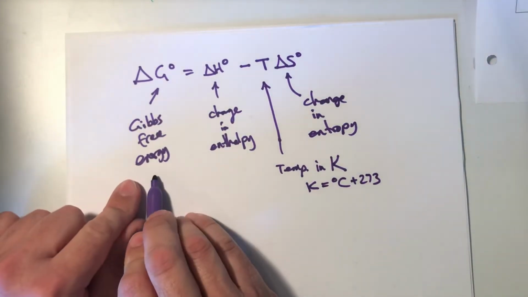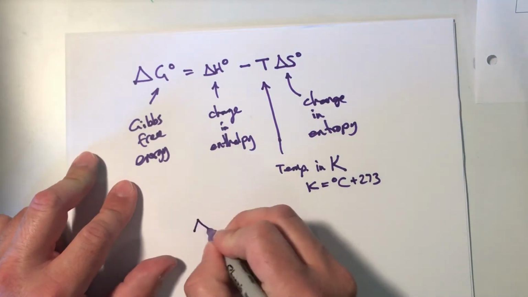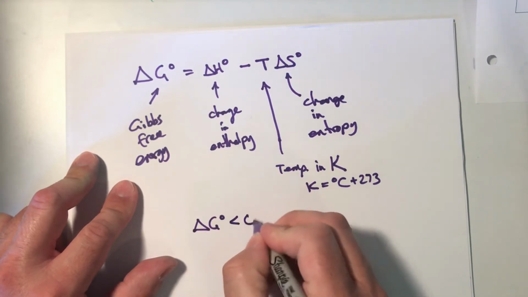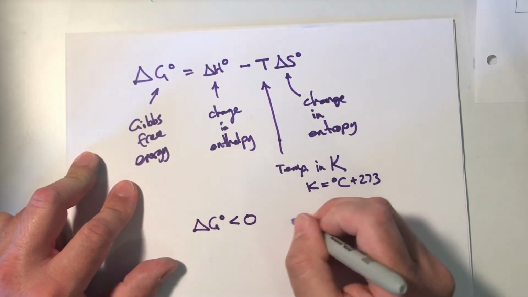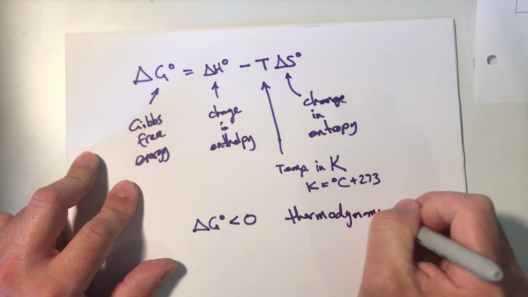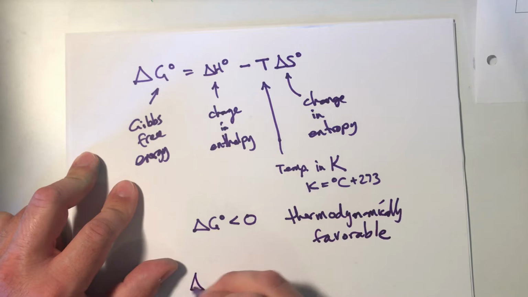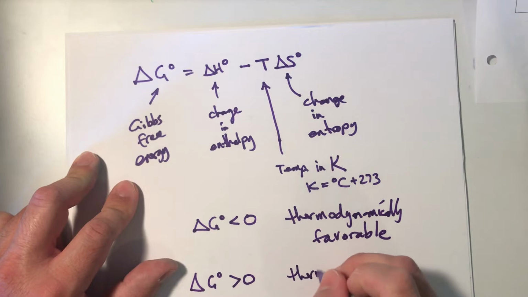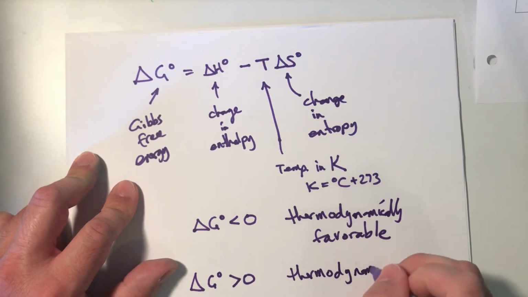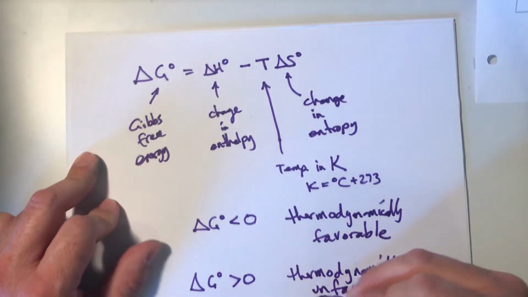It turns out that the Gibbs free energy is a predictor of whether or not a process is thermodynamically favorable or not. If the delta G value is less than 0, in other words, it's negative, the process will be found to be thermodynamically favorable. However, if the delta G value is found to be positive, the process is going to be found to be thermodynamically unfavorable and therefore unable to occur without intervention from an outside source.